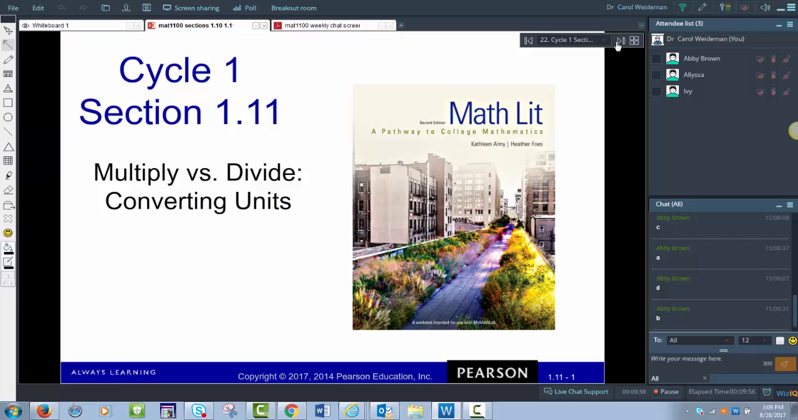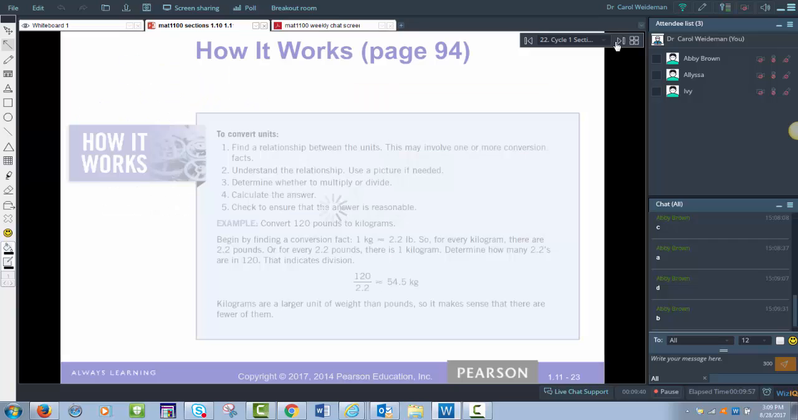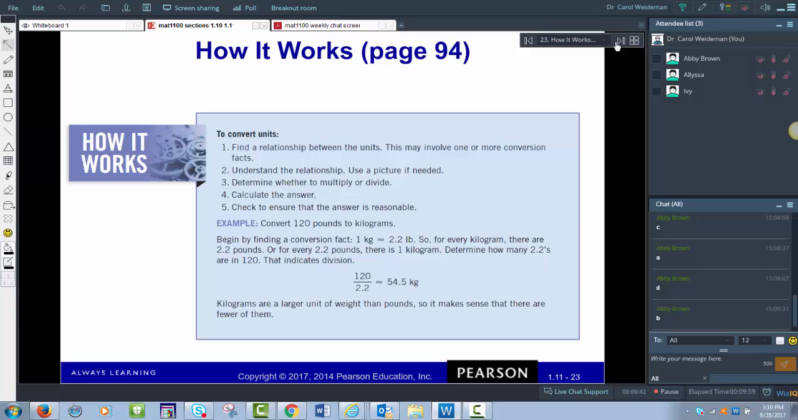This section here is on converting units. And this is where we want to go from one type of measurement to another. And you want to think about the relationship. Your book shows the use of pictures if that helps you. You need to think about whether you're going to multiply or divide, calculate, and then check. And so, for instance, if we want to convert 120 pounds to kilos, and there is a handout in the Unit 1 folder with conversions for you, and there's a conversion in there that 1 kilo is 2.2 pounds.